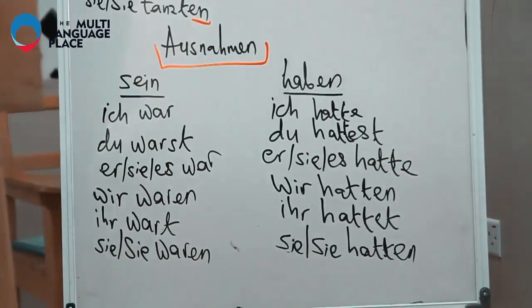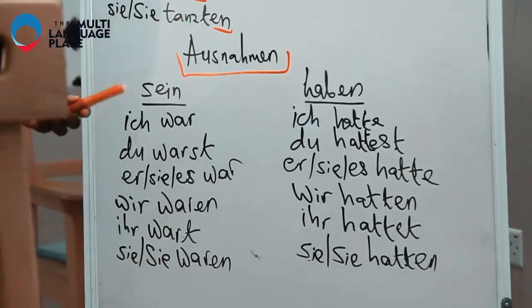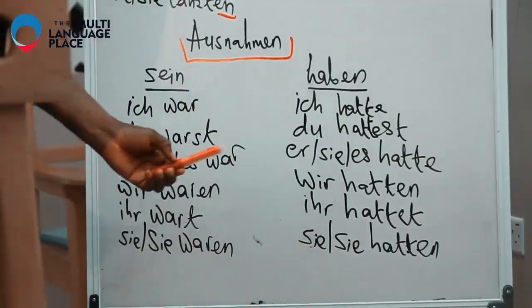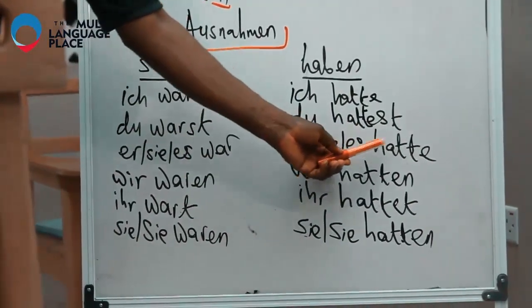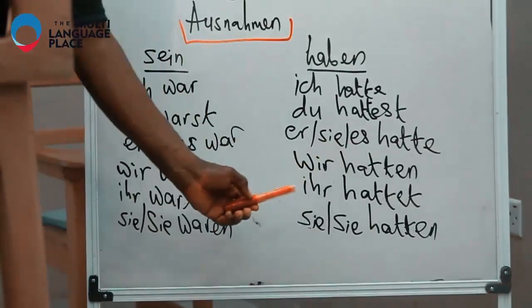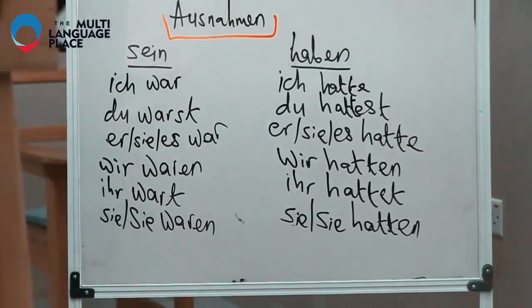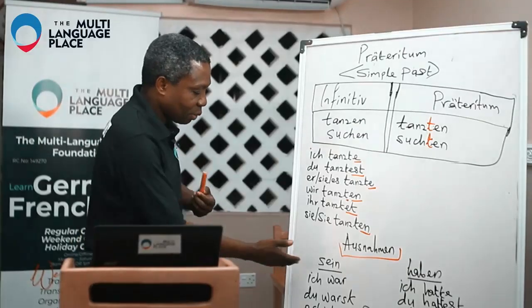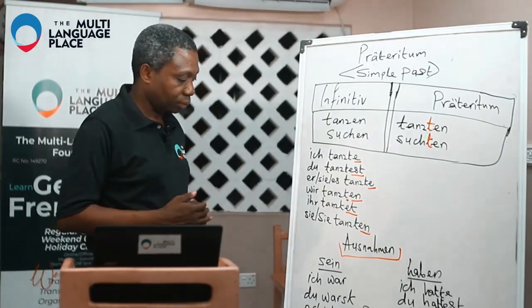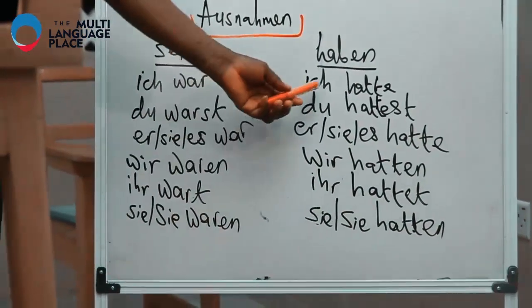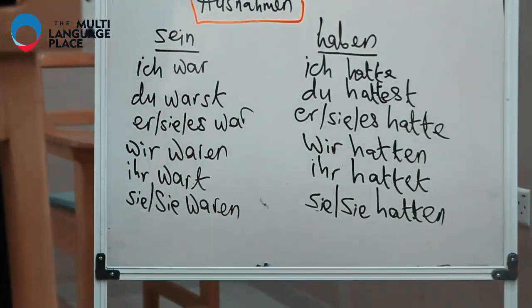And then we come to haben. Ich hatte, du hattest, er, sie, es hatte, wir hatten, ihr hattet, sie hatten. Well, in a simple way, what is the meaning of ich war? Or what is the meaning of ich hatte? I had. This ich hatte means I had.